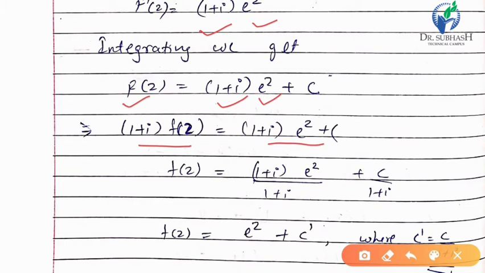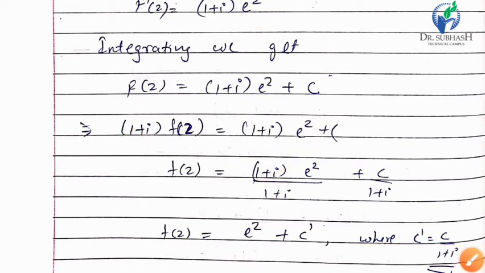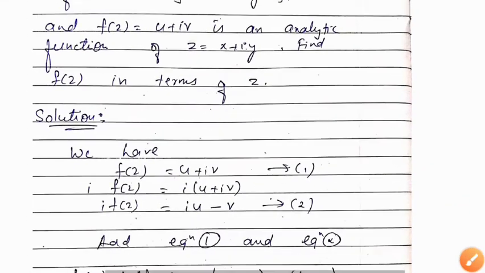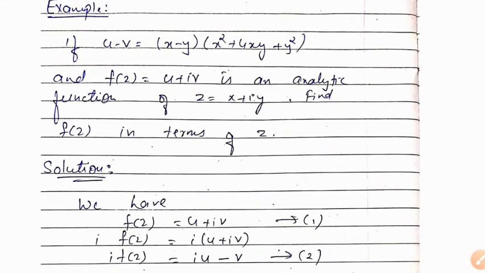Now as we want the analytic function, we just need f of z. So I will take this 1 plus i to the denominator side in the RHS. Here 1 plus i will get cancelled. So f of z equals e raised to z plus c', where c' is equal to the constant c upon 1 plus i. Now let us move towards the next example.